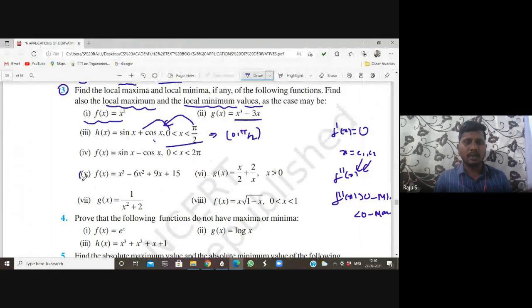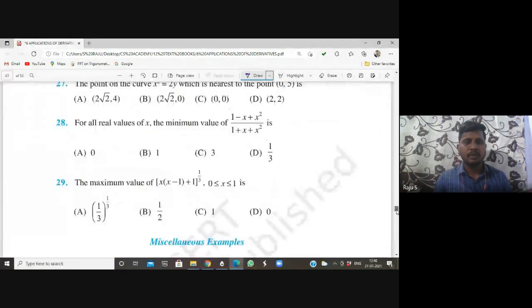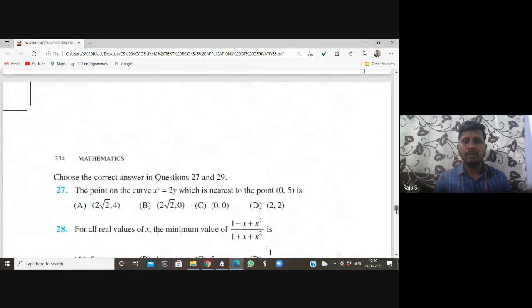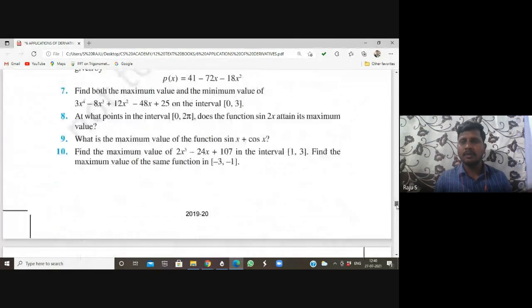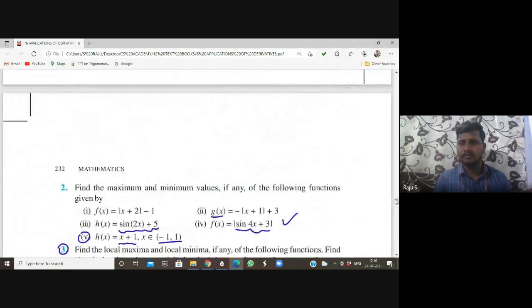Okay, students, you can try the remaining questions. All questions are very easy. In all the questions, it is the same: differentiate, equate to 0, and we'll get critical points. Then differentiate again to get the second derivative. In that second derivative, substitute the critical point. If it is greater than 0, minimum; lesser than 0, maximum. Remember this working rule. Nearly 29 questions are there, and in all of them we can apply this same working rule.